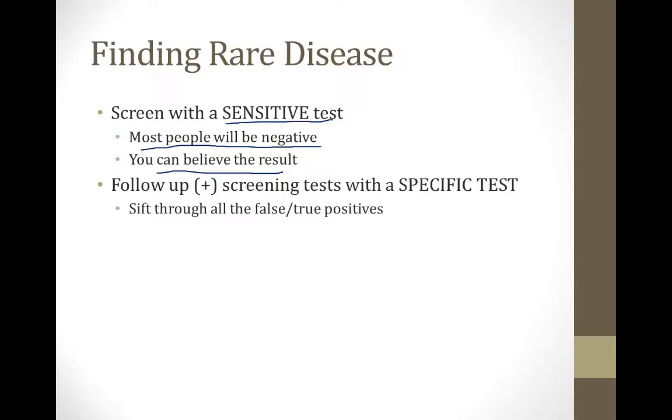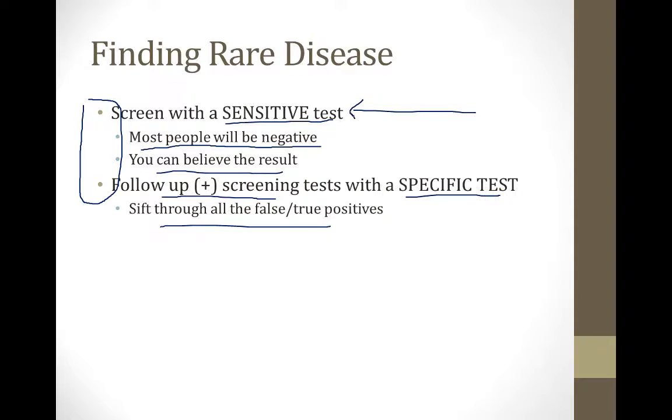Now, the sensitive test will identify a mixture of false and true positives, so you will follow up the positive screening test with a specific test. So this will let you sift through the false and true positives and let you get down to a small group of people who most likely really do have that disease, rare oma. And this is the way we screen for a large number of diseases in medicine. We use some very sensitive tests so that if it's negative, we can believe it. But then if it's positive, we say to patients, well, you need to go and have a second test to see whether your result was a true positive or false positive.